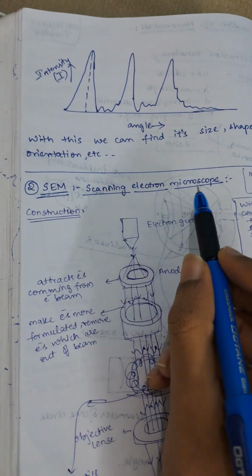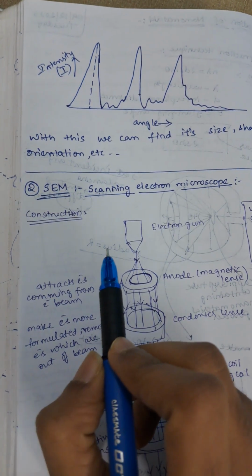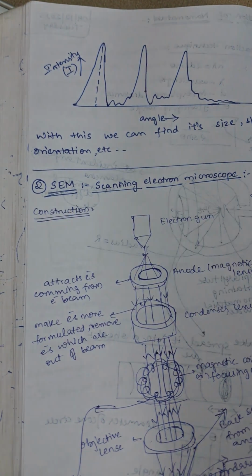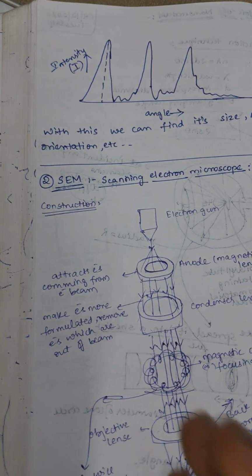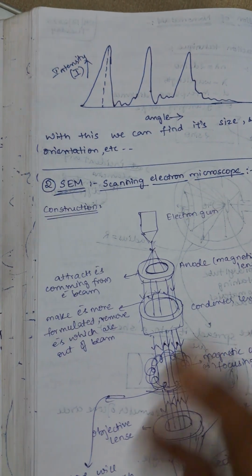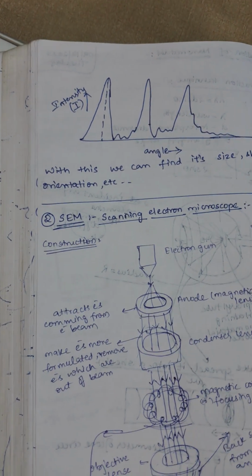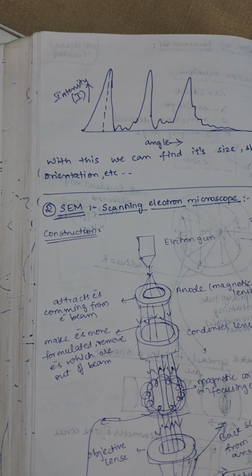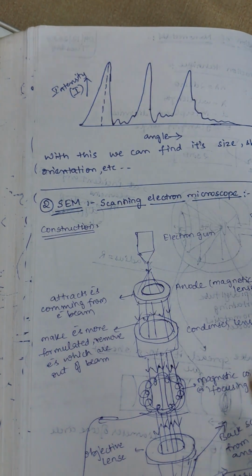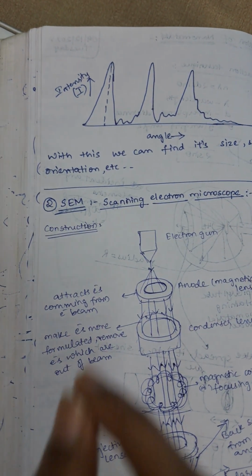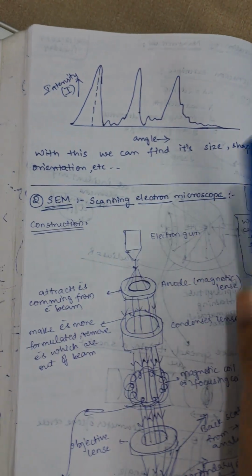Hello everyone. Now let's discuss the scanning electron microscope. The main thing it does is produce a magnified image of the surface of the sample. It is used to study the surface structure of the sample. For this we use a scanning electron microscope.